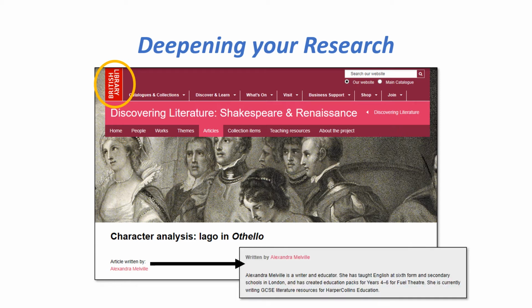As well as this, you're going to want to look at who's written the essay. So it says here that the article was written by Alexandra Melville. I'm none the wiser, I've never heard of that person, so it's hyperlinked, so I click on the link and it says Alexandra Melville is a writer and educator. She's taught English at sixth form and secondary schools in London. Okay, so as an A-level student looking at this, you know that this has been written by a teacher. So this has given you some information that's going to suggest, well, if this person's a teacher, then they probably know what they're talking about.